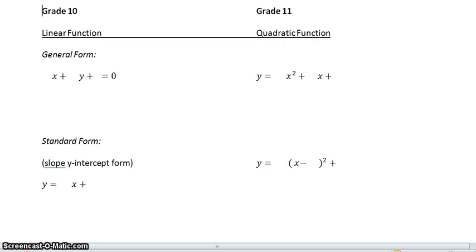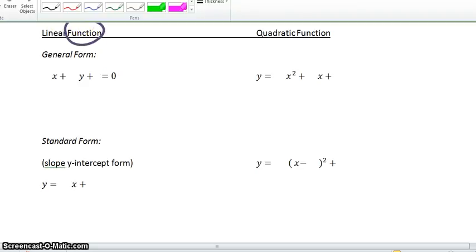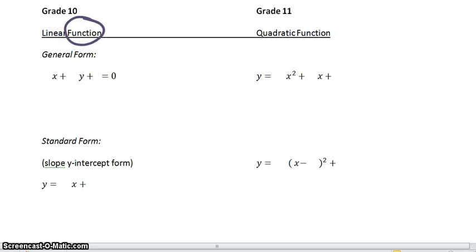Now, I put it this way, showing grade 10 and grade 11. In grade 10, we learn about linear function. Grade 11, we move on to quadratic, okay. So then I'll talk about different forms and all that, and hopefully you'll understand what's the point of learning all this. All right, math is a study of different relationship.